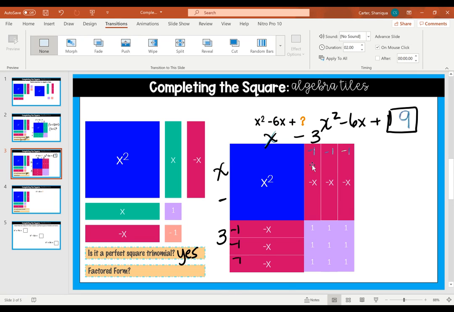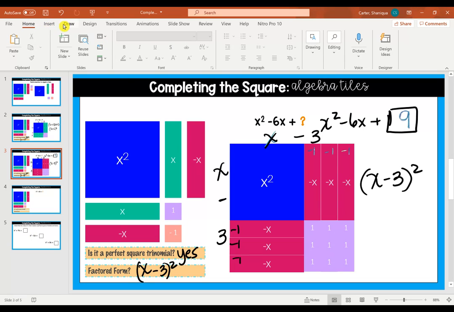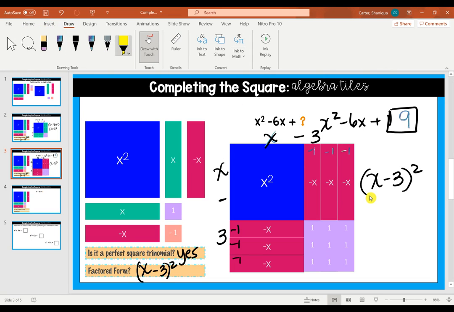Well, we already did, because we said this has a side length of x minus 3 and this has a side length of x minus 3. That means I have two x minus 3s, so factored form is x minus 3 squared. So let's talk about something. If my factored form is x minus 3 squared, what do you notice about this negative 3 and my middle term of negative 6? It's half of it, because half of negative 6 is equal to negative 3.